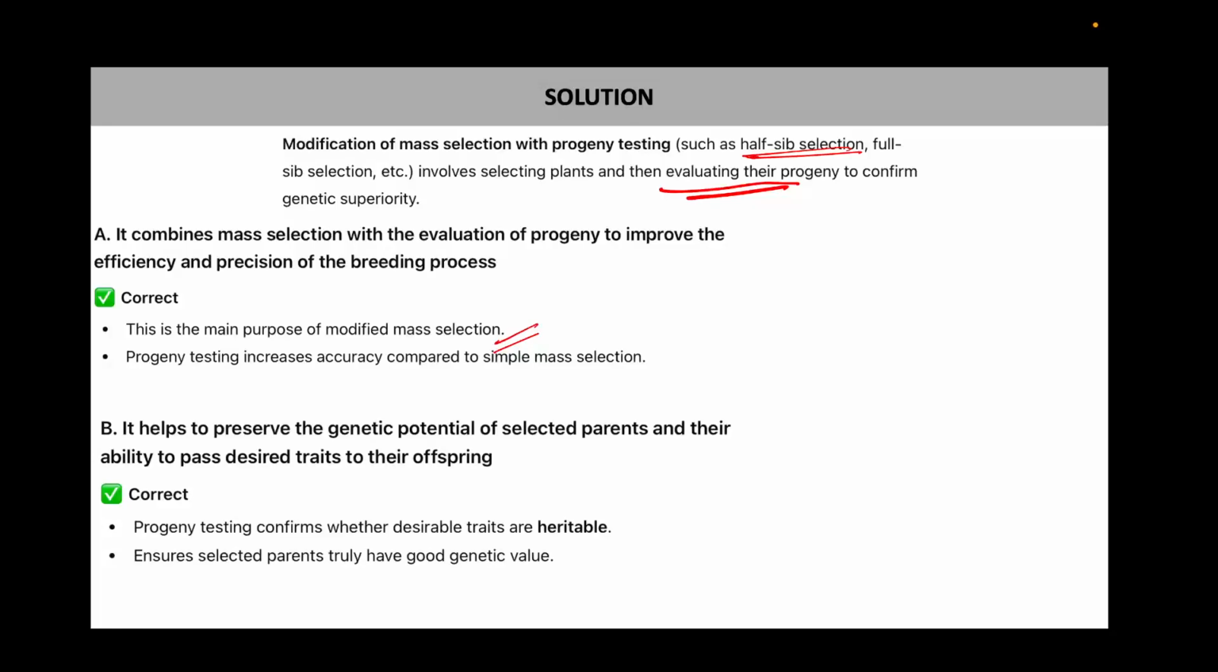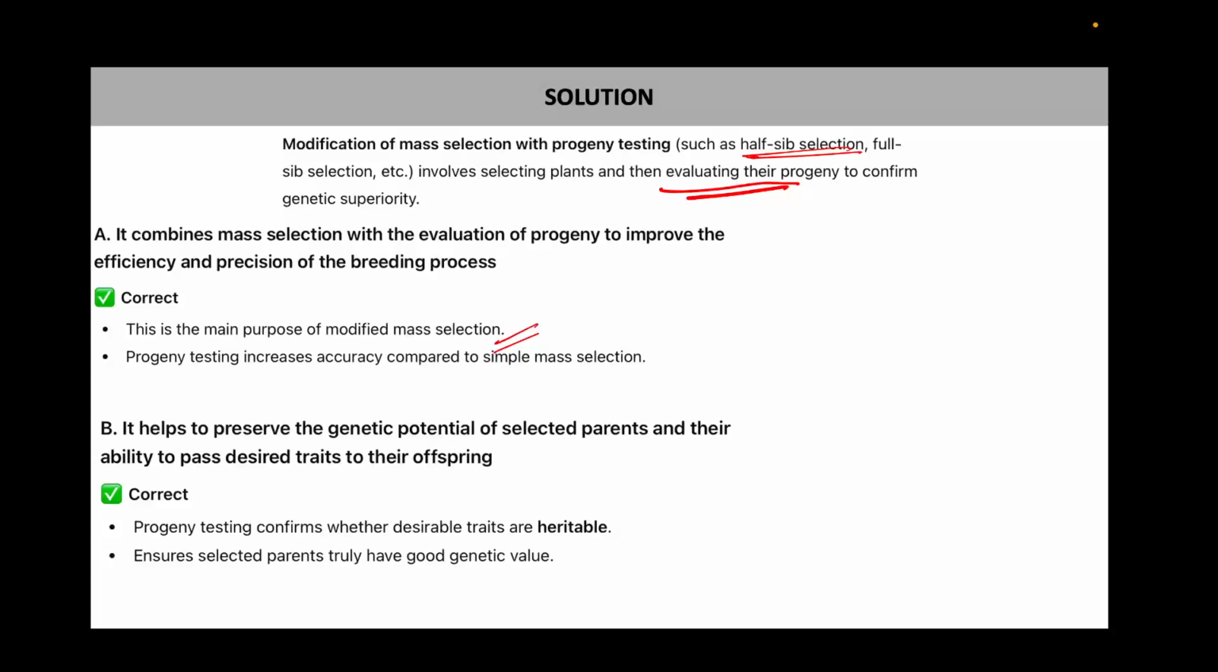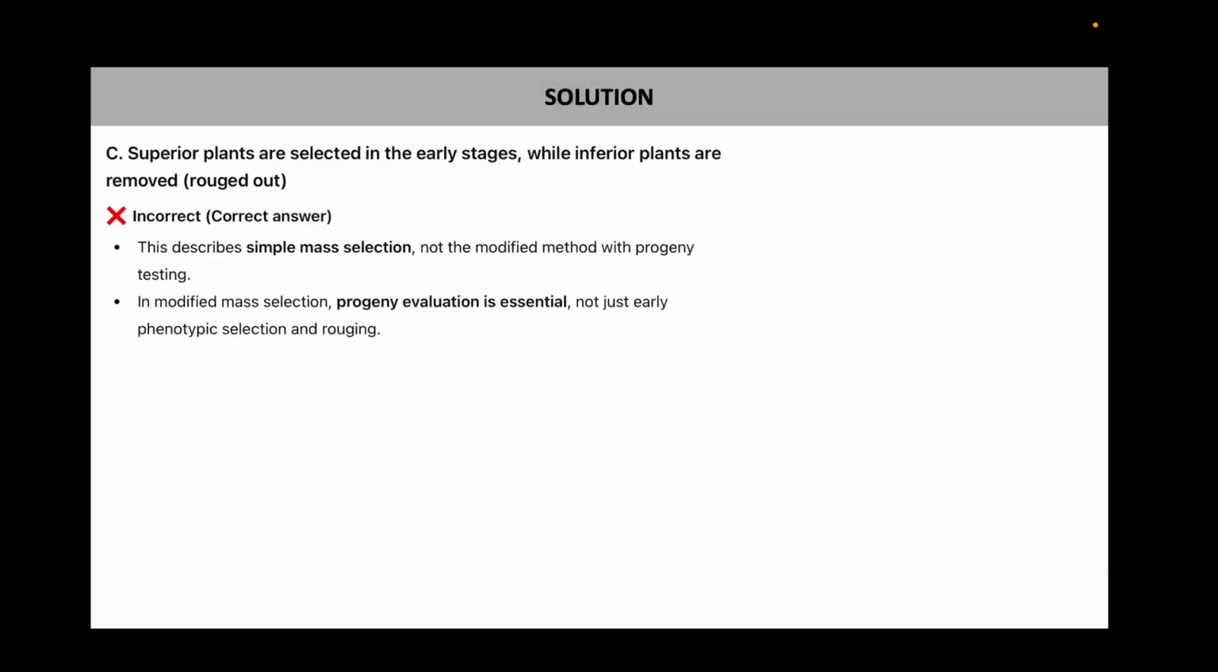Then option B. Okay. So option B is it helps to preserve the genetic potential of selected parents and their ability to pass desired traits to offspring. Yes, this statement is also correct because in case of progeny testing, it will confirm whether the desirable traits are heritable or not, and it will ensure that the selected parents truly have good genetic value, which does not happen in mass selection only.